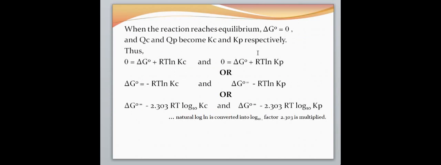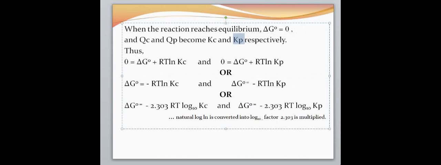Moving on, when the reaction reaches equilibrium, that is, delta G, the Gibbs energy, becomes zero, then Qc and Qp become Kc and Kp respectively. So what do the reaction quotients Qc and Qp become? They become Kc and Kp. Kc is the equilibrium constant with respect to concentration, and Kp is the equilibrium constant with respect to pressure.